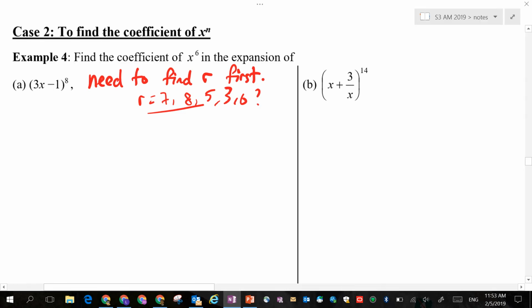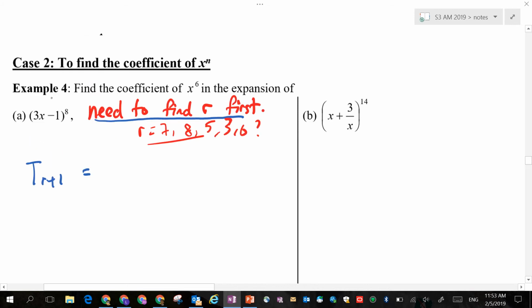T R plus 1. Why R plus 1? Because I don't know what is R, right? I need to find R first. So let's try. Maybe just to make sure everyone is on the same page. A is what? 3x. B. So can you write down 8 choose R?